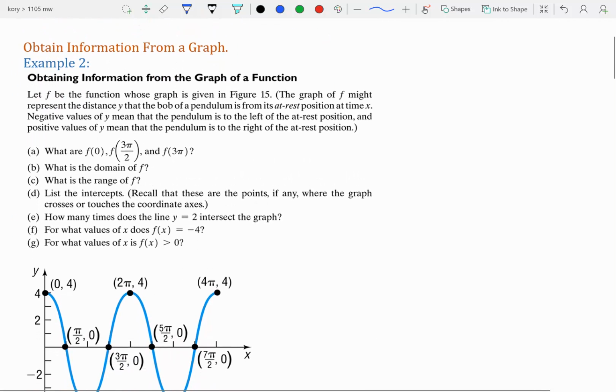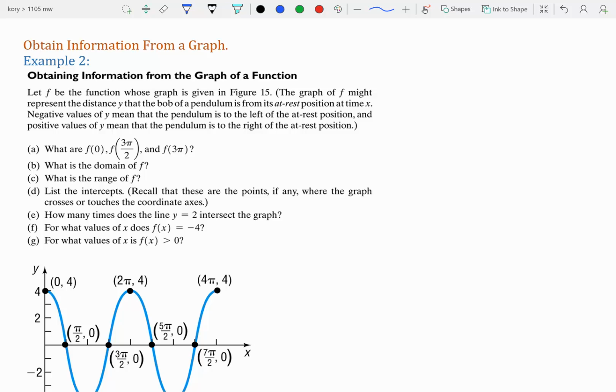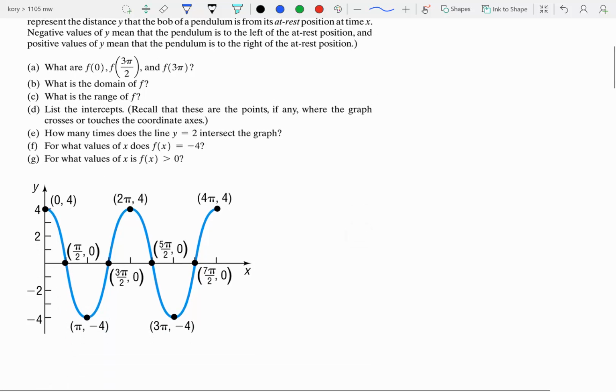Alright, example 2, obtain information from a graph. So basically we're going to look at a graph and answer A through G. It's really great. So let f be the function whose graph is given in figure 15. The graph of f might represent the distance y that the bob of a pendulum is from its at rest position at time x. Negative values of y mean that the pendulum is to the left of the at rest position, and positive values of y mean that the pendulum is to the right of the at rest position. None of that matters. The only thing that matters is A through G in this graph.